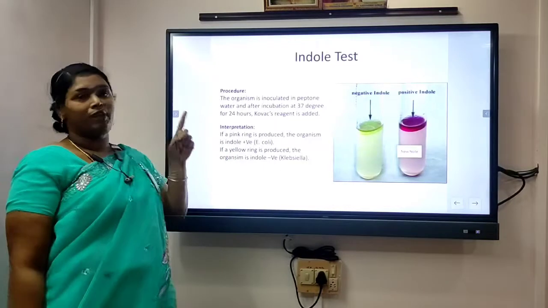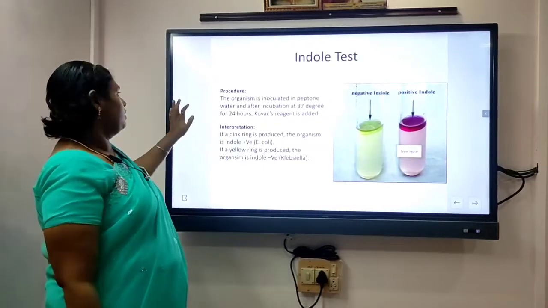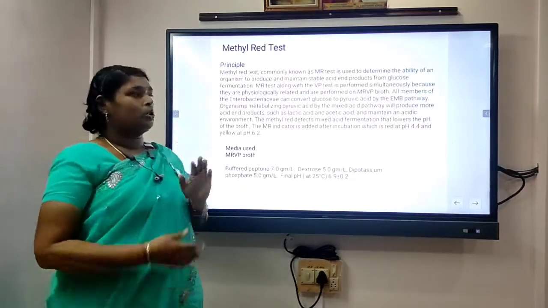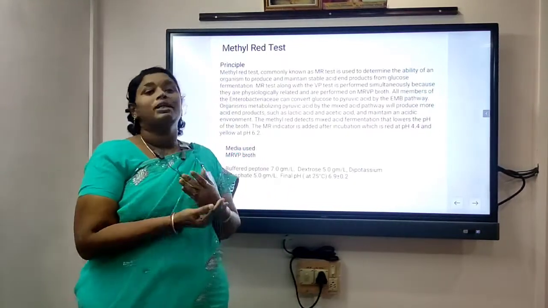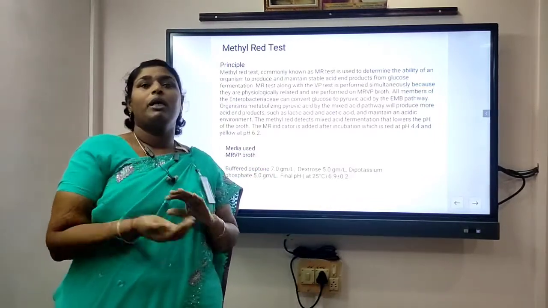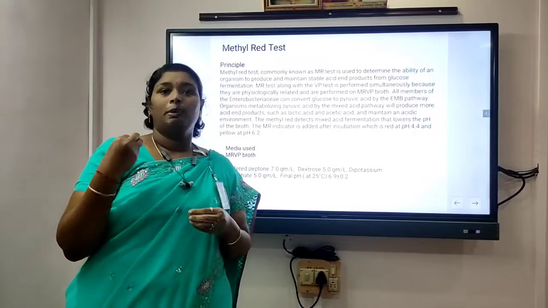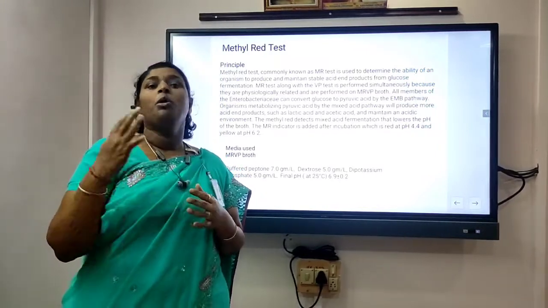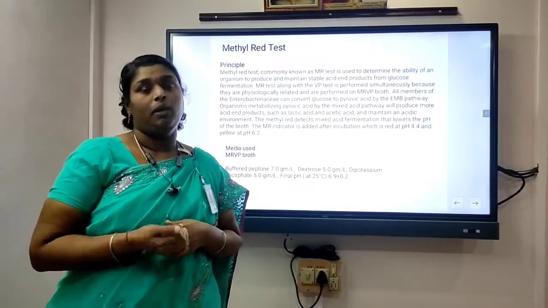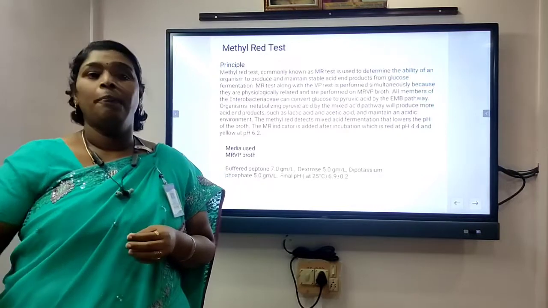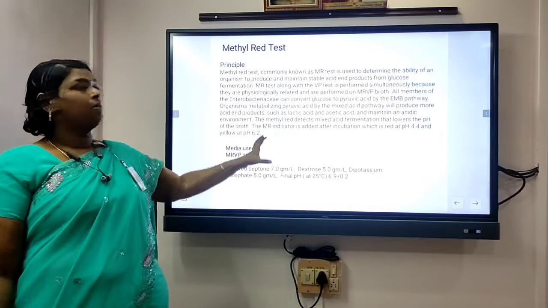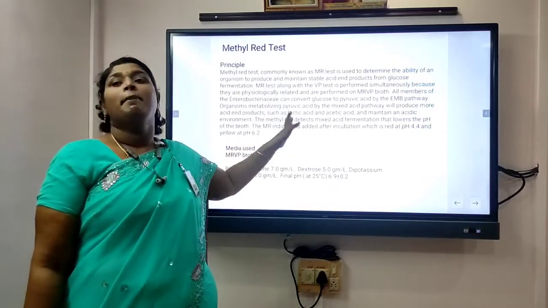So this is the first biochemical test we can use. Next is the methyl red test. Methyl red is a common test used for the detection of mixed acid production. Each and every organism undergoes the fermentation process. They convert the glucose molecule into many different varieties of acids and alcohols, with the liberation of acid as well as carbon dioxide as the end products. This can also be detected by a special type of test called the methyl red test.